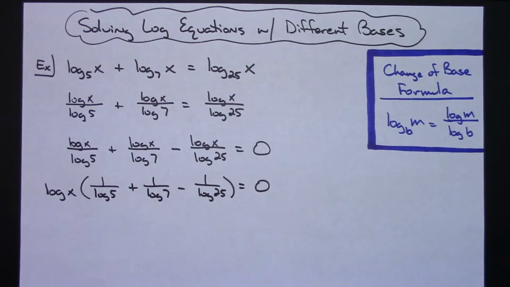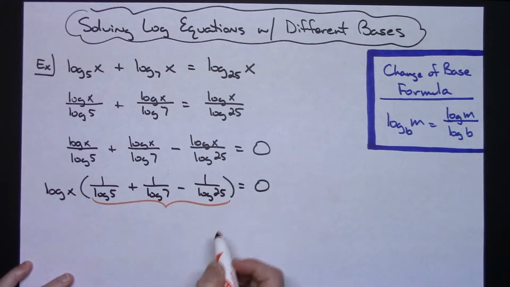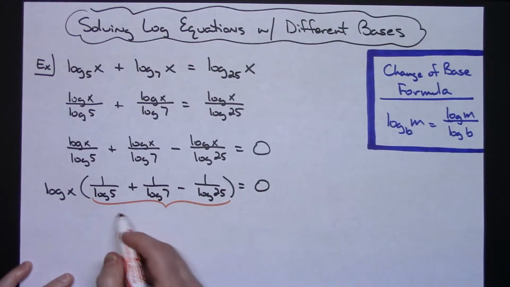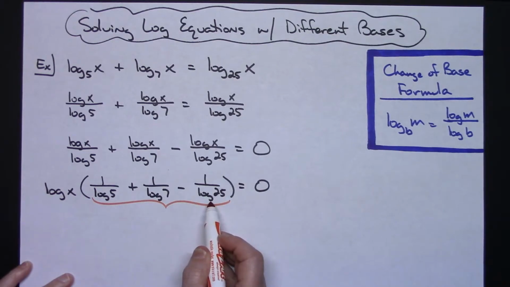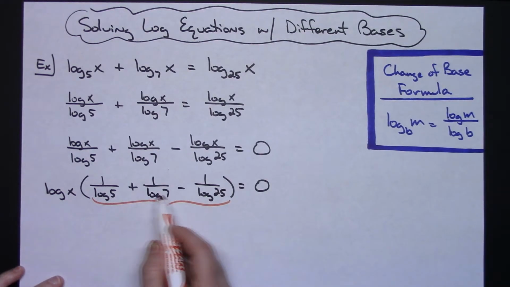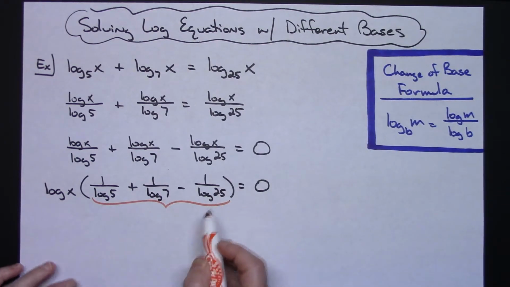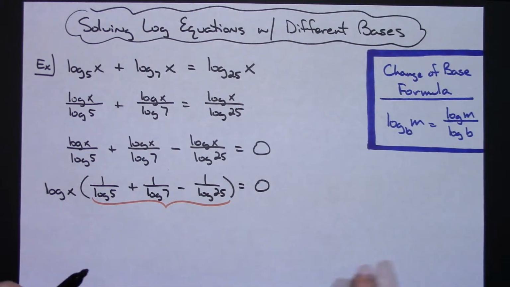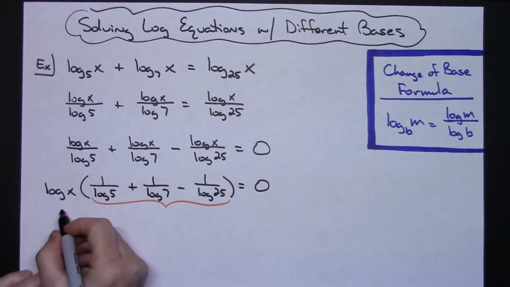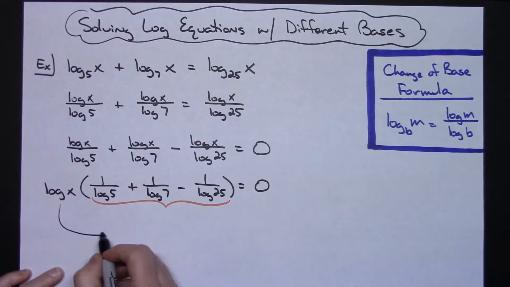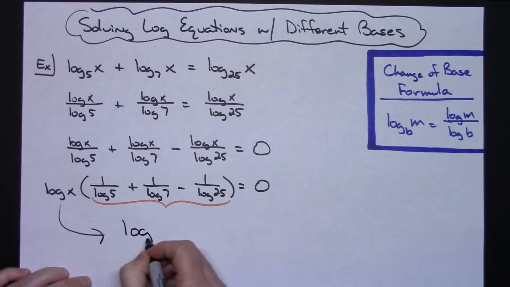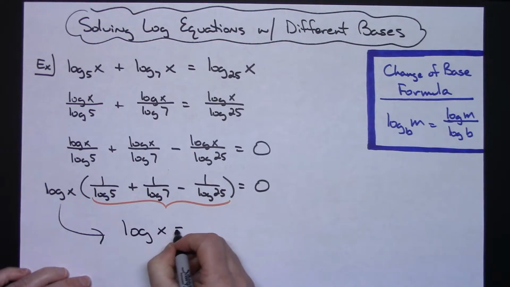But you can take a quick look at this right here. You have all numbers here, a number plus another number minus another number. This is not going to equal 0. If you need to verify that, you can plug that in the calculator and you can see that that's not going to equal 0. So what I've got to do is take this log x and set that equal to 0. That's where my x is.